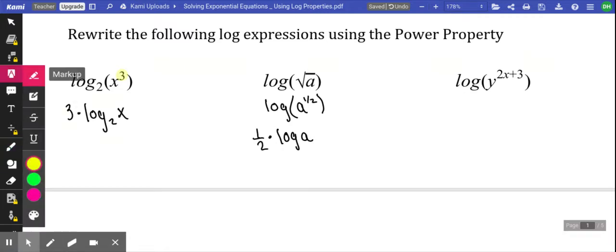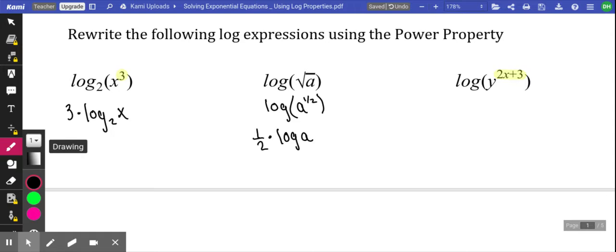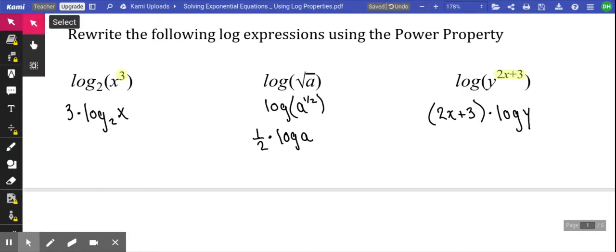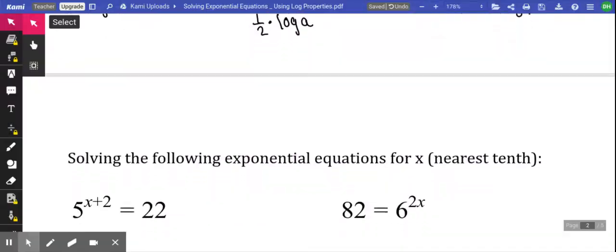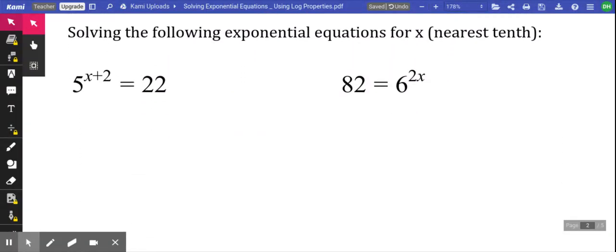Okay, very similar in the third one. We've got an exponent of 2x plus 3 that is going to transform into our coefficient. I do want to put parentheses around it because of its binomial nature. So we've got the quantity 2x plus 3 times log base 10 of y. So if you felt decent about rewriting those, then today's really going to be a walk in the park.